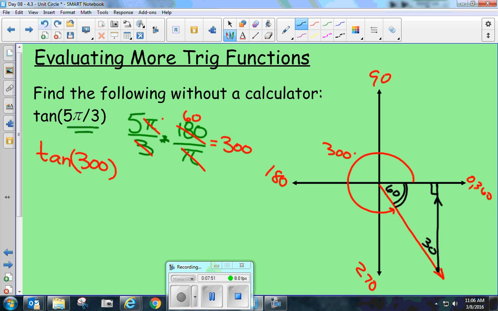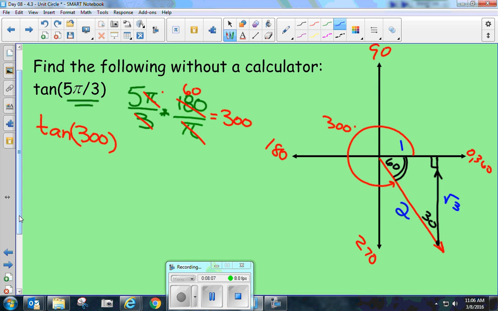And you guys just told me that for the size of that triangle, 1 is across from 30, radical 3 is across from 60, and the hypotenuse is 2. I want the tangent. So what is tangent? It's opposite over adjacent. Based on our 60 degree angle here, what is opposite? This is opposite. What's adjacent? So it's radical 3 over 1, which is radical 3.